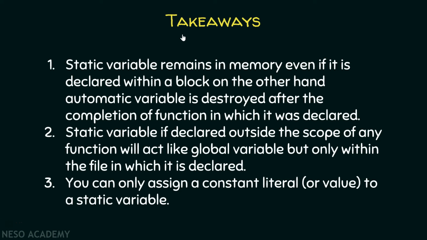Now here are the takeaways for this lesson. A static variable remains in memory even if it is declared within a block. On the other hand, an automatic variable is destroyed after the completion of the function in which it was declared. A static variable, if declared outside the scope of any function, will act like a global variable, but only within the file in which it is declared. You can only assign a constant literal or value to a static variable, and you cannot assign a variable to a static variable or a function return value to a static variable.